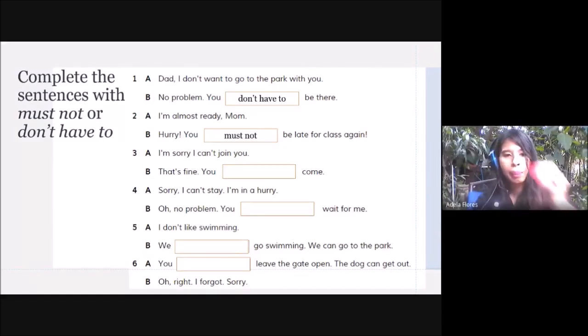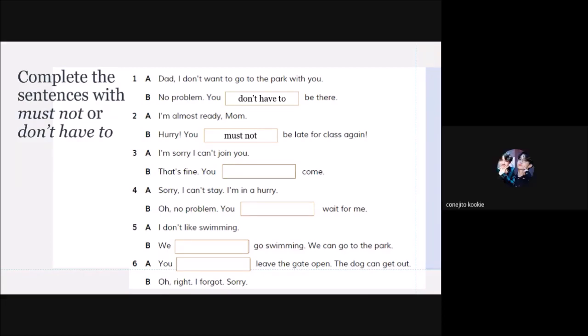Ok. ¿Por qué usamos must not? Porque nos está indicando que ya llegó tarde una vez a clase, entonces no hay opción, no puede llegar tarde de nuevo a clase. ¿Ok? Probablemente le van a poner una penitencia, un castigo o algo. Okay, so that's why it says you must not be late for class again. All right, then number 3. I'm sorry, I can't join you. That's fine. You must not come or you don't have to? You don't have to, okay.